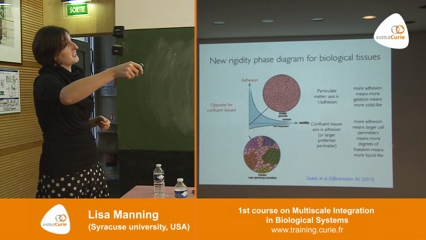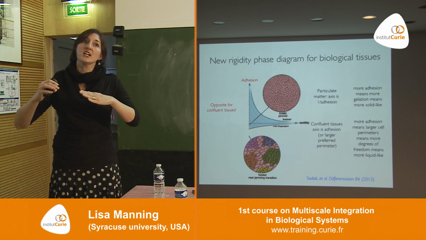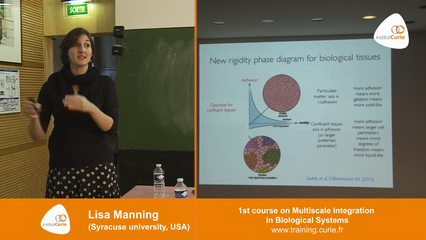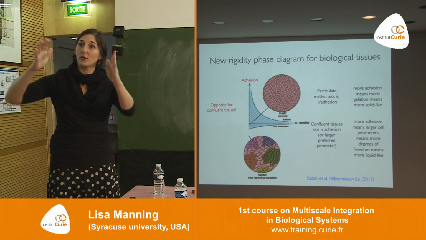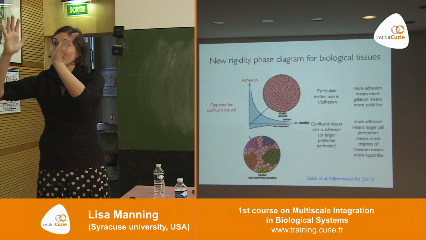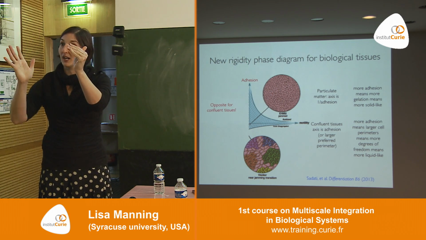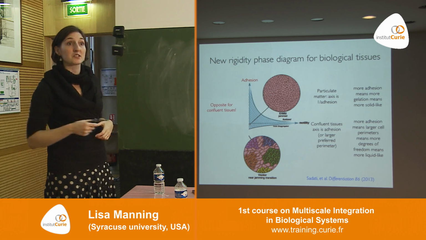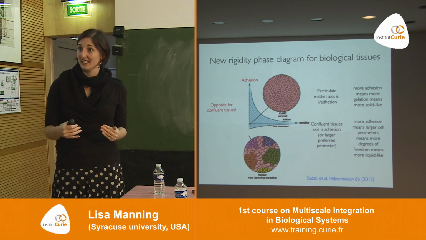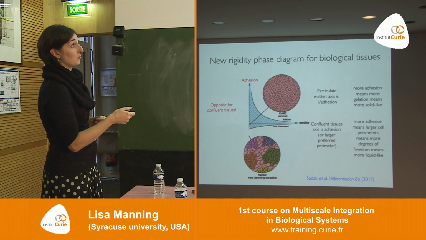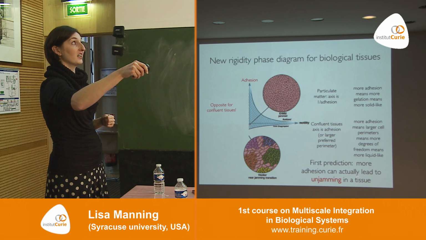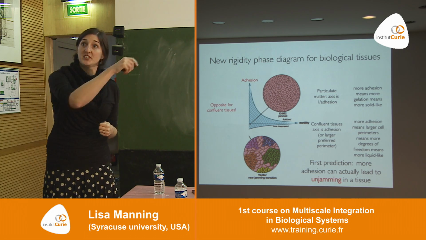That's a little counterintuitive, but let me explain why that's true. It's because in this system, when I'm confluent, more adhesion means I want larger perimeters, right? That's what more adhesion means. And in this model, I have more perimeters, and actually that gives me more floppiness in my network. And so this model says that more degrees of freedom means more liquid-like when I increase the adhesion. Okay, so that's something which presumably we could test. So this first prediction is that more adhesion can actually lead to unjamming if the tissue is confluent.